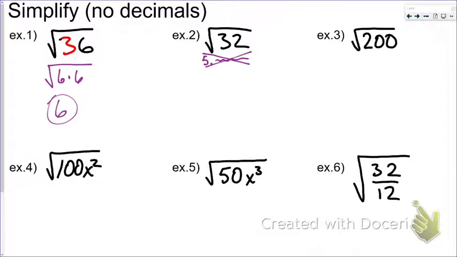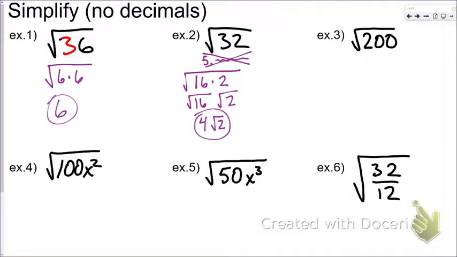So you need to break 32 down into factors and look for a perfect square. For example, the best way to break it down is 16 times 2. Then that breaks into 16 and 2, and the square root of 16 is 4.